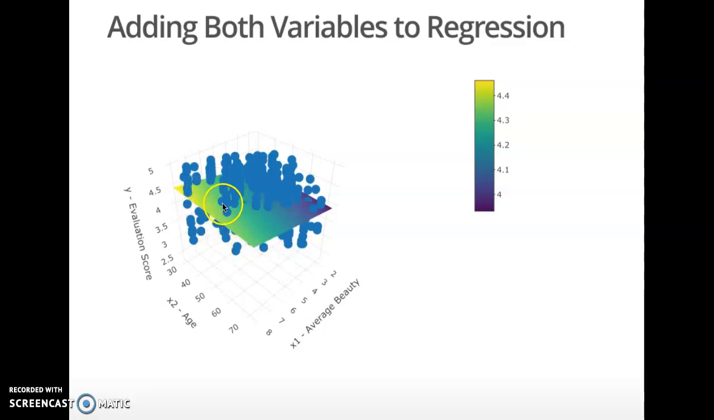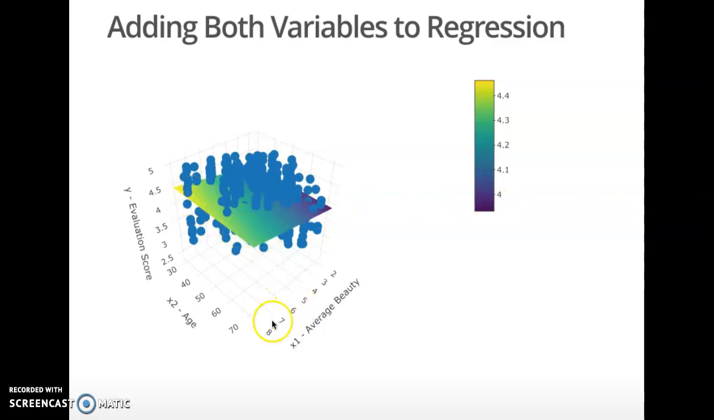So we see that up here we have larger values of our evaluation score, and it kind of tapers down. So we can see that this is a downward sloping regression plane, and then these scores down here are going to have lower scores on average. So we have 4s down here and we have about 4.4s up here, and then from there we can see what this is contributing to.